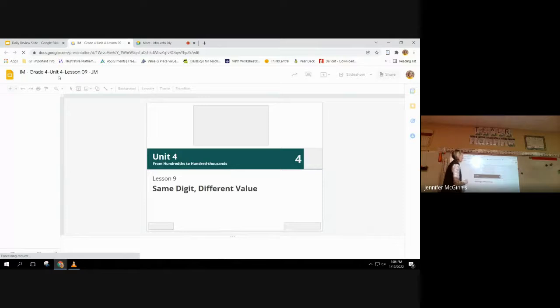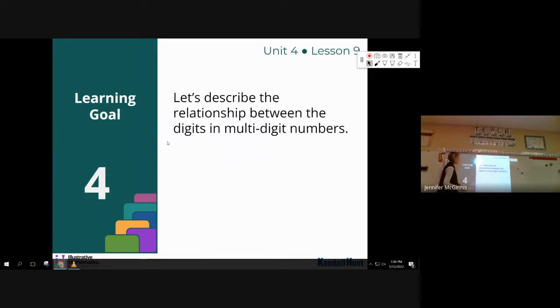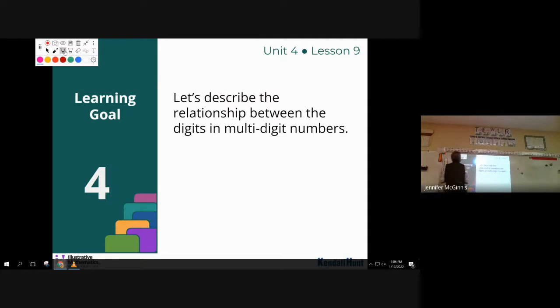Okay, here we go. I like today's jumping start. It's a fun one. We're going to be talking about the same digit and a different value. Let's describe the relationship between digits and multi-digit numbers, shall we? Yes, we shall. Before we do that, I want to do a little bit of ELA. What's the difference between a digit and a number?